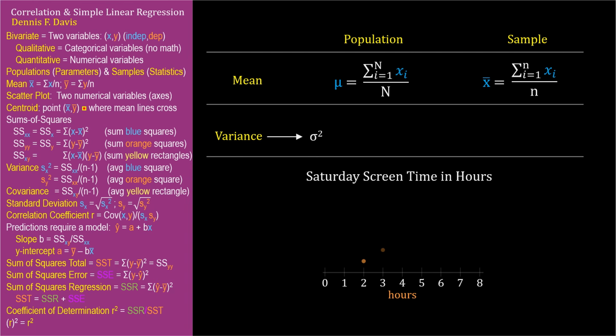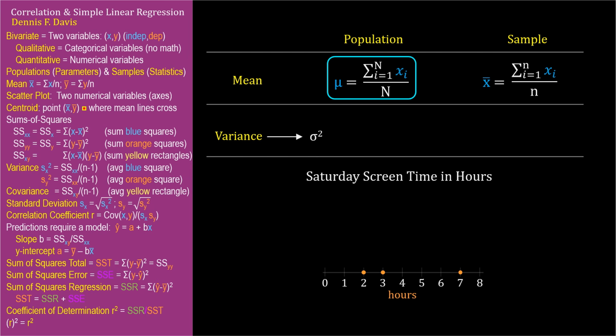The variable values are 2, 3, and 7. I'm using orange this time. Later, when we look at 2 variables at the same time on a scatter plot, using 2 colors will be helpful. But for now, it doesn't matter, blue or orange. This one's orange. In order to find the variance, we'll first need to know the mean. Here's the formula for population mean, and the population size, capital N, is 3.